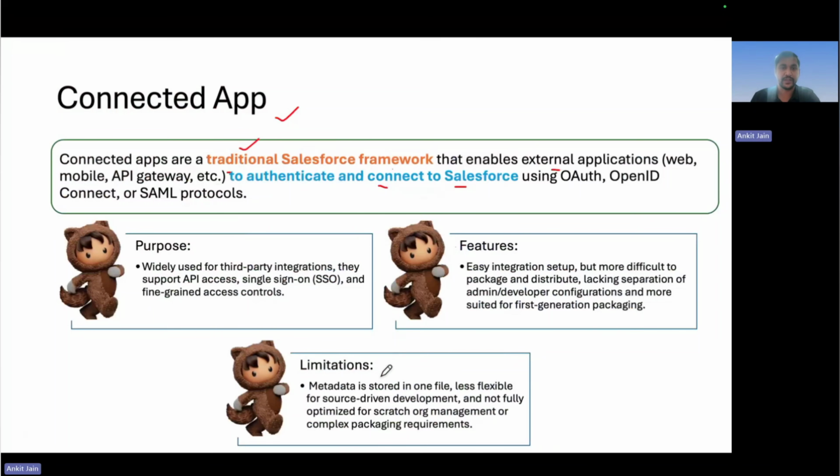So coming to the limitations of the connected app, in this connected app, the complete metadata is stored in one file. That is what makes it less flexible for source driven development and not fully optimized whenever you are building something on the scratch or making any complex packaging. As I said, in case you are doing the 2GP packaging or any package development, then the connected apps are not scalable because the packaging is very challenging if you are using the connected app. So to avoid this limitation, Salesforce came up with the concept of the external client app.